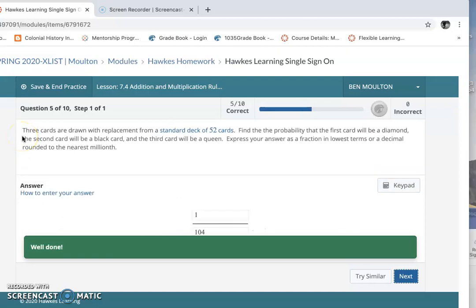Next up, 3 cards are drawn with replacement, so they're independent. From a standard deck of 52 cards, find the probability that the first card will be a diamond, the second card will be a black card, and the third card will be a queen. And then we'll express our answer in lowest terms. So the word and means in this case we're going to be multiplying our different combinations. So what I'm looking at here, my fractions that is, 1 over 104 is my answer.